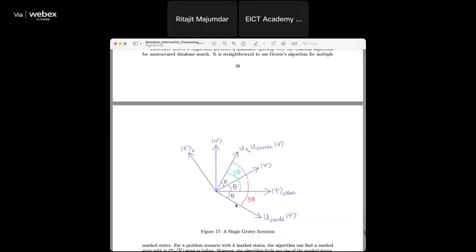So what am I doing? I am doing this rotation again and again and making it close to W. Once it is already very close to W, if I repeat this step once again, it will actually cross W and go somewhere here. If I repeat it again, it will go somewhere here, here.